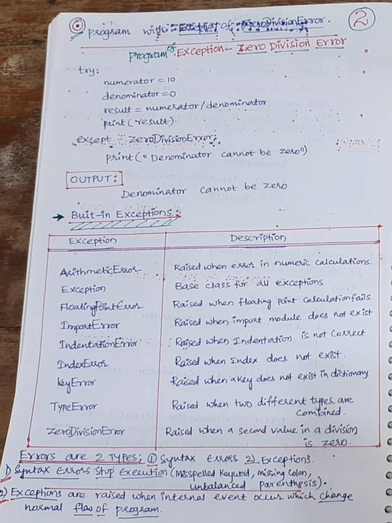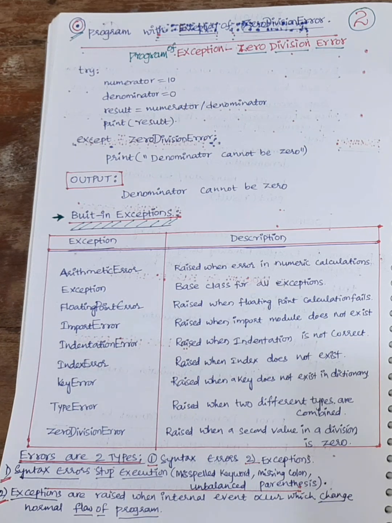Next we are going to see the built-in exceptions. Various exceptions are there, and a further description is also given. First one, ArithmeticError exception, that is raised when there is an error in numeric calculations. Second one is BaseException, the base class for all exceptions. For any error you can use that exception. To handle the error you can use the BaseException, that we will see in the further programs.